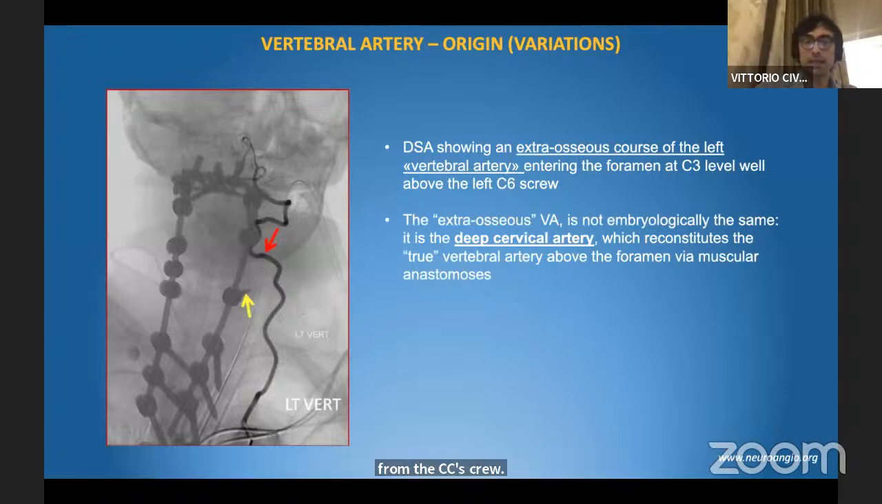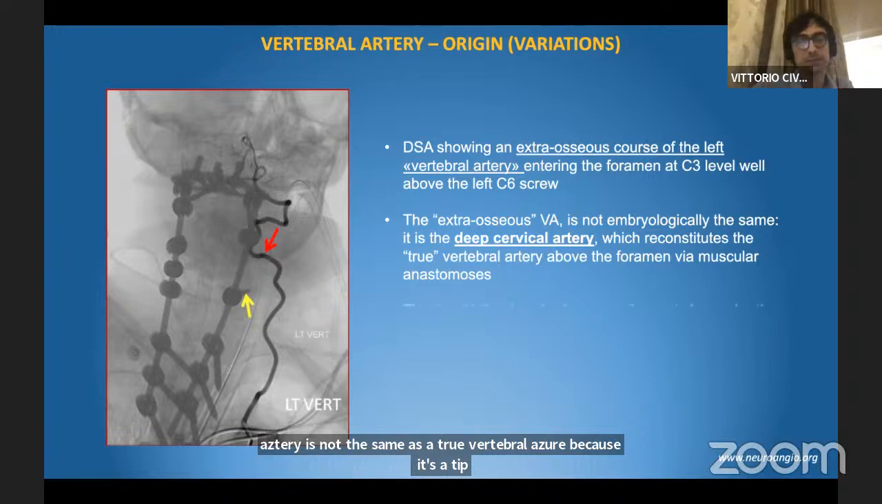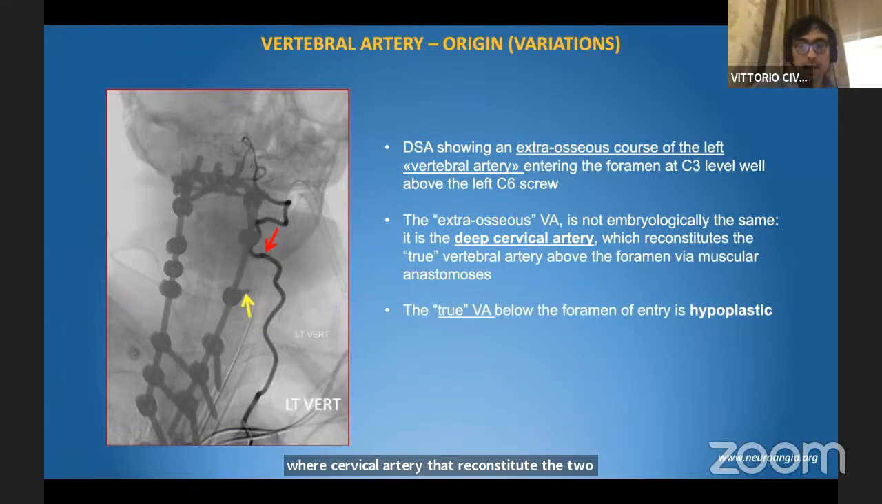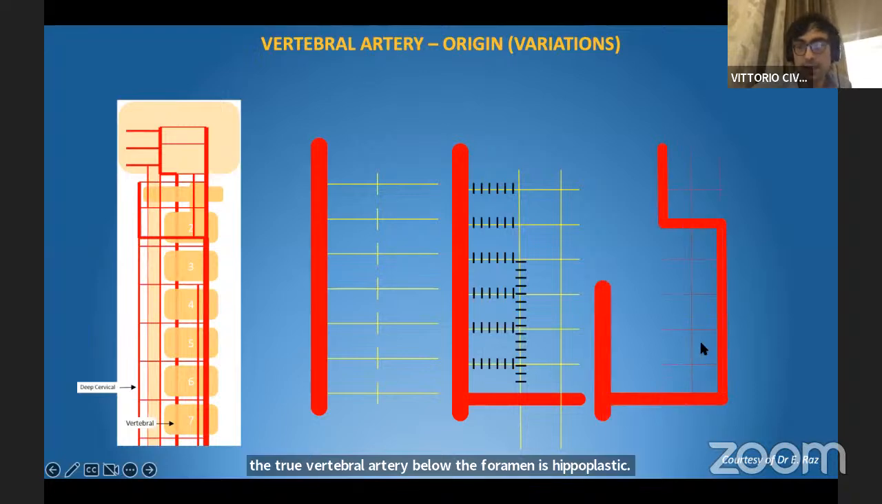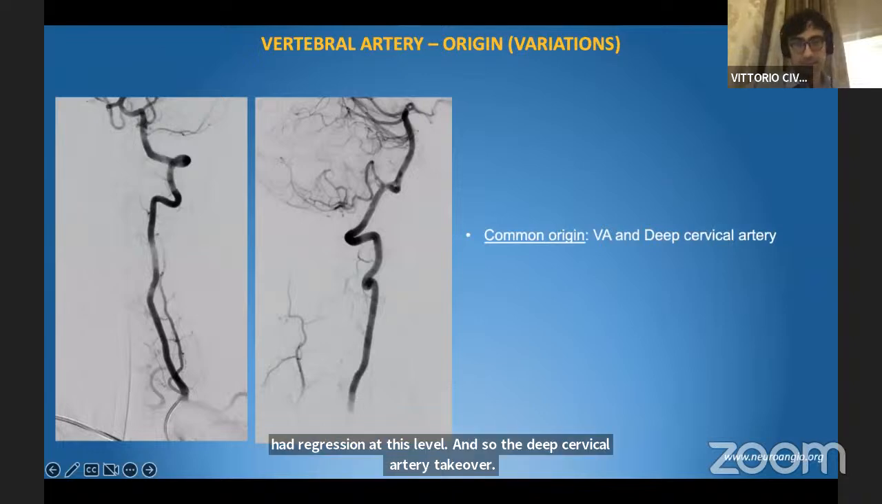Embryologically, this so-called extraosseous vertebral artery is not the same as a true vertebral artery because it's a deep cervical artery that reconstitutes the true vertebral artery. And the true vertebral artery below the foramen is hypoplastic. So we had a regression at this level, and so the deep cervical artery takes over the true vertebral artery. And this is what we see.